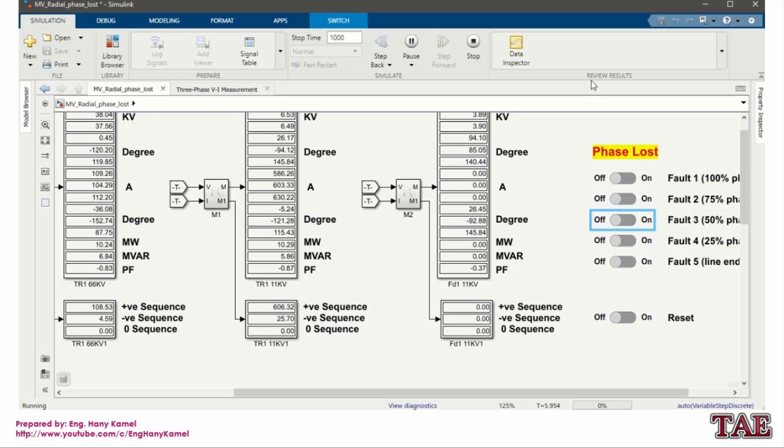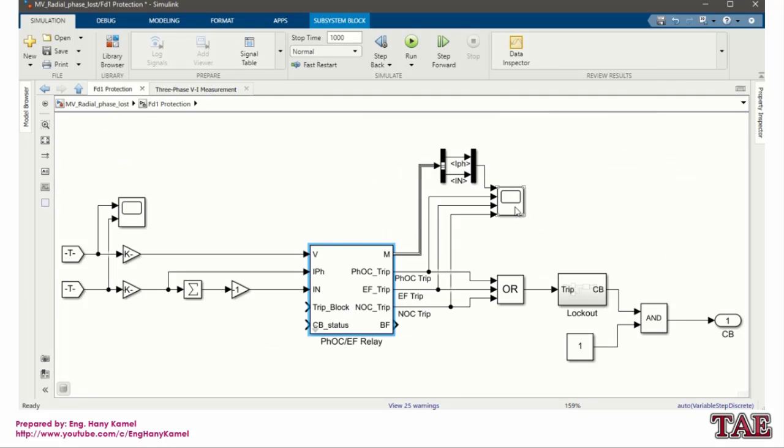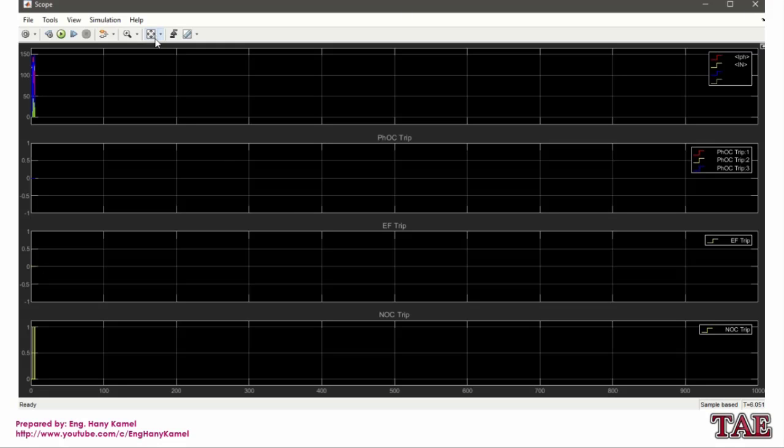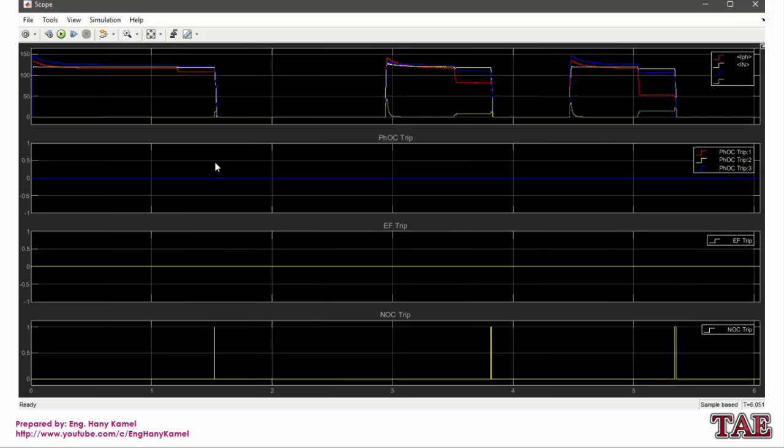Same will happen also for fault 2 and fault 1, but let's see our measurements or records from the distribution disturbance recorder. We have phase overcurrent trip, earth fault trip and negative sequence overcurrent trip. We'll see which signal tripped the system. This is our records.